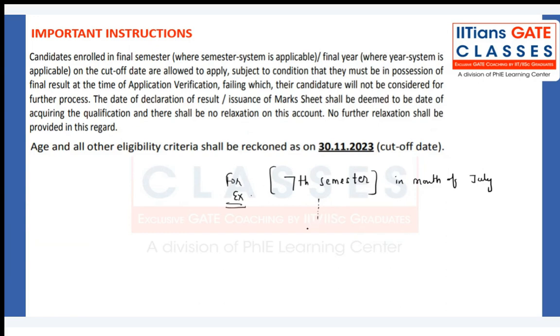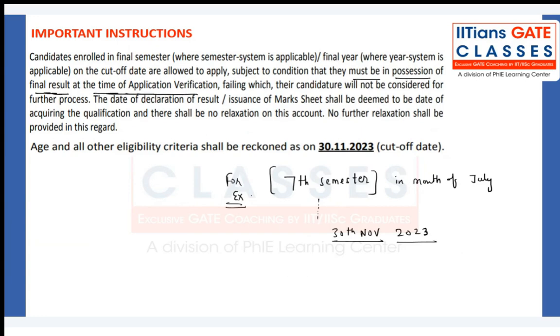And of course, you have enrolled in the final year or in the final semesters, right? You have enrolled before 30th November. So you are eligible for this particular post. That means you can apply for this post. But what is the condition? They have mentioned that it is subject to one condition: they must be in possession of a final result at the time of application verification.